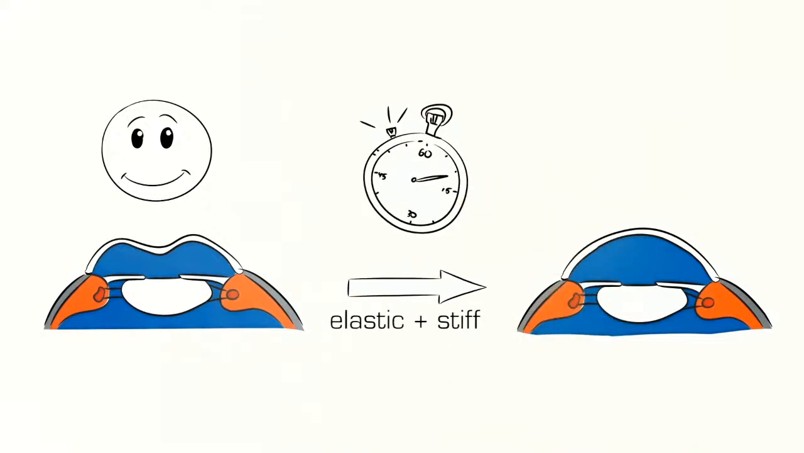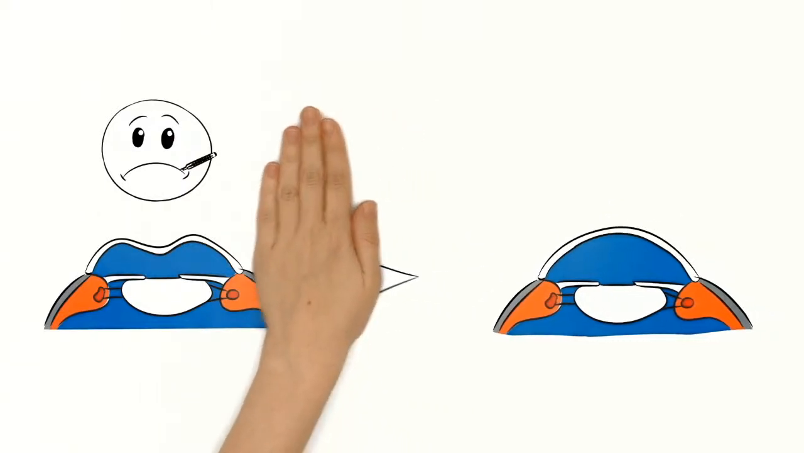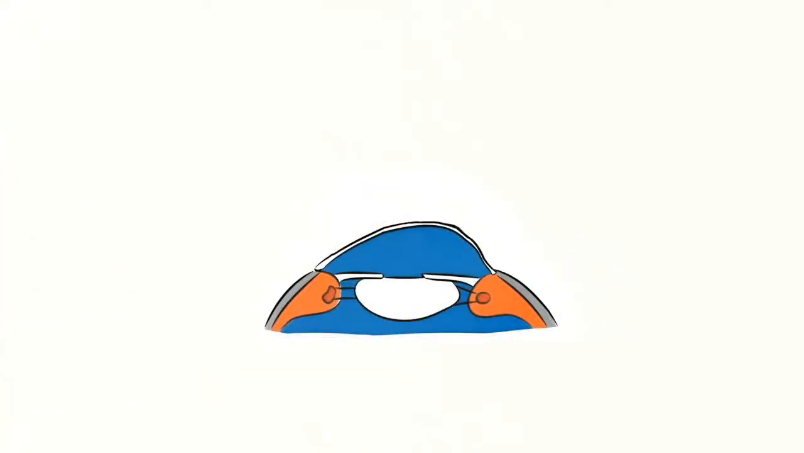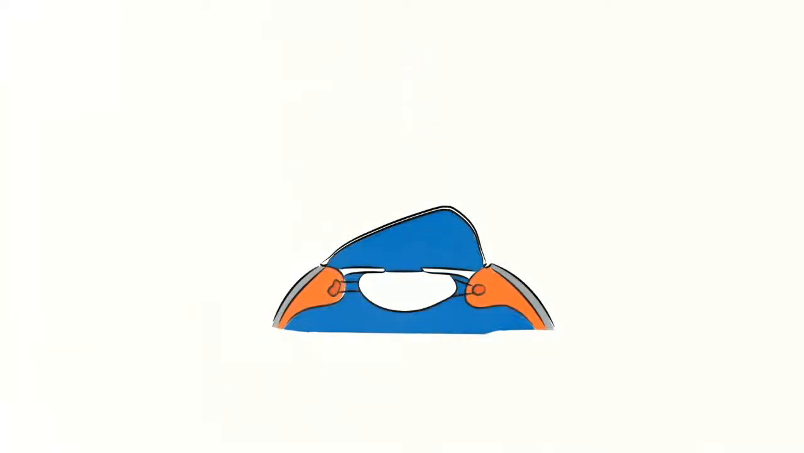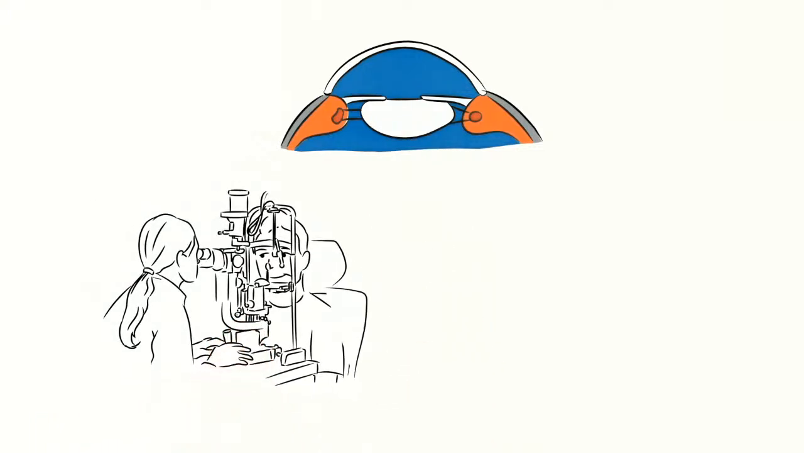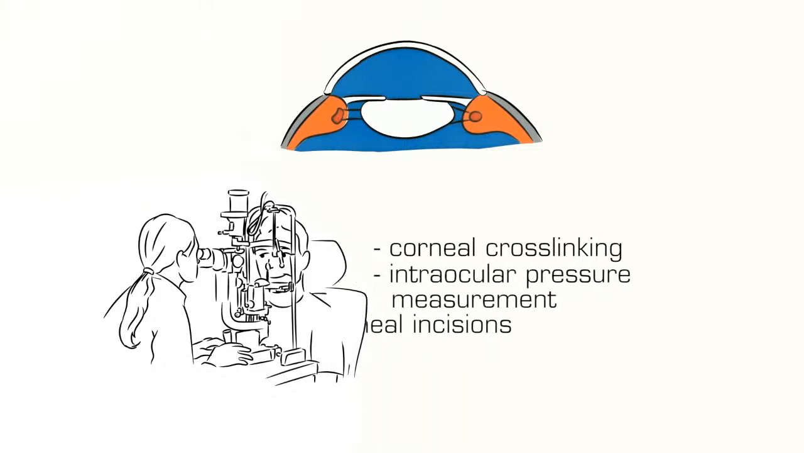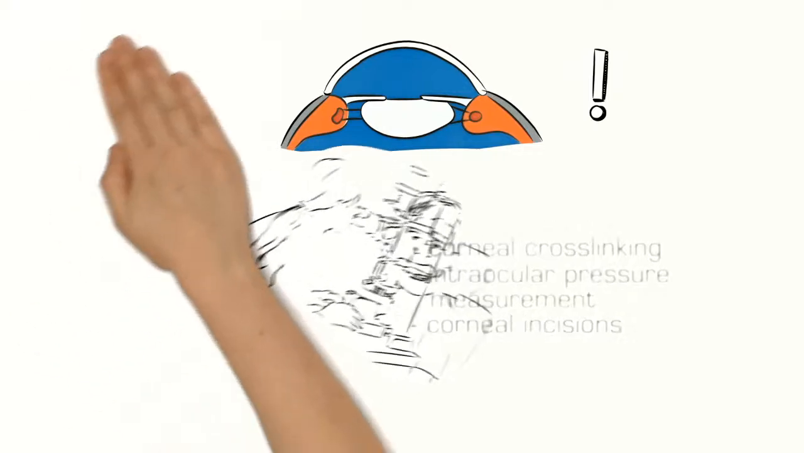It's elastic and stiff. In the case of an ectatic cornea, the biomechanical properties are changed. This leads to increased thinning and bulging of the cornea. For example, laser surgery could cause ectasia. The elasticity and stiffness of the cornea therefore have a lot of importance in ophthalmology, for example, in corneal cross-linking, intraocular pressure measurement, or corneal incisions. However, the stiffness of the cornea could never be measured individually until now.